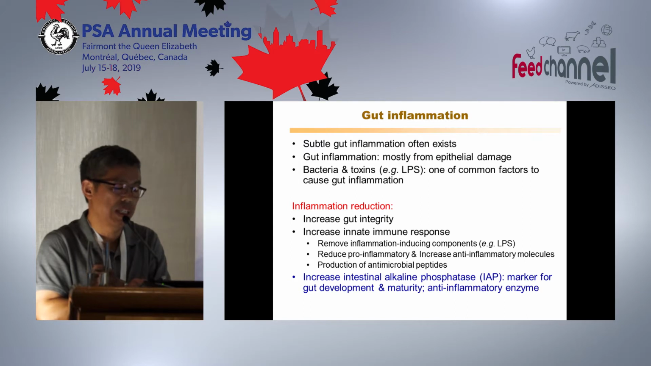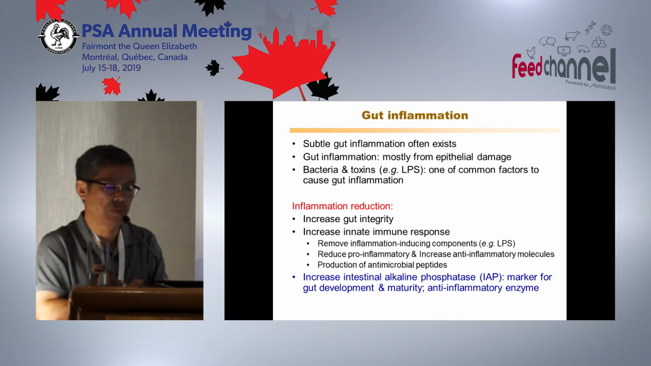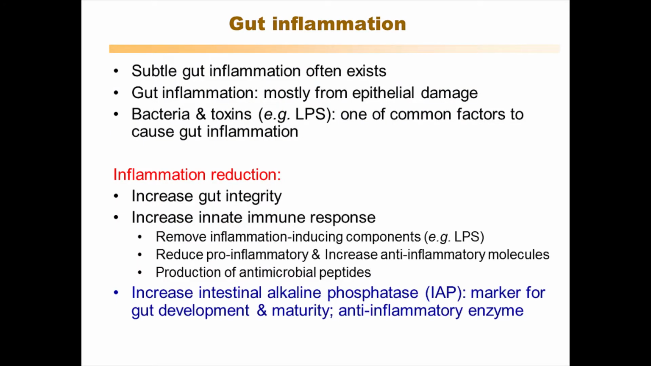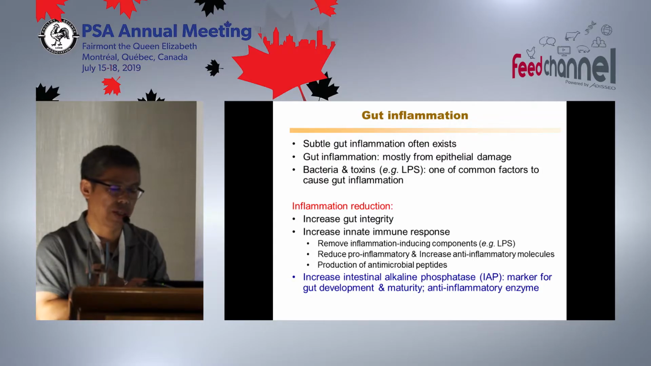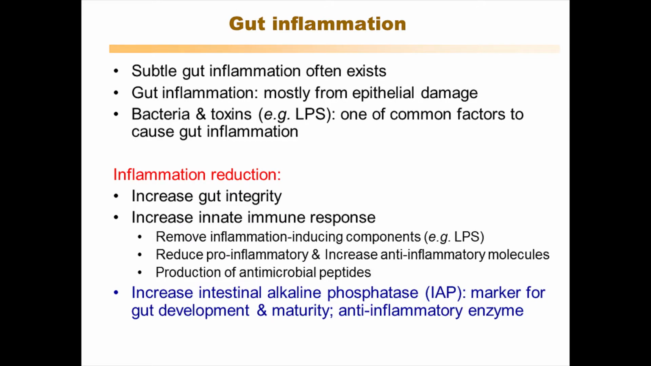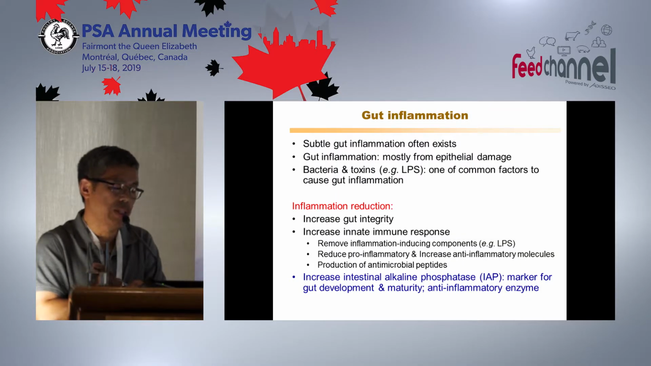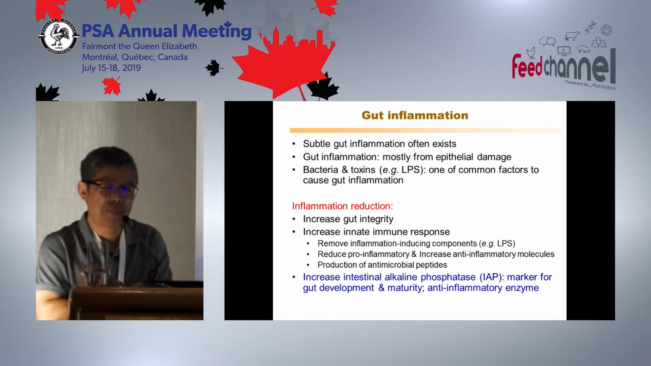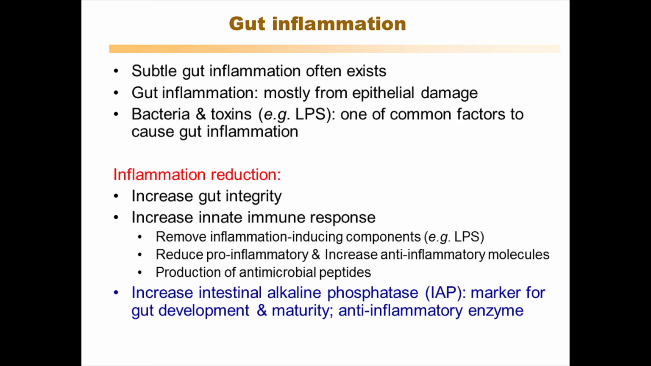Also, if we can increase the innate immune response, this would include removal of inflammation-inducing components such as LPS, reducing the production of pro-inflammatory cytokines and increasing anti-inflammatory molecules. Additionally, increasing the production of antimicrobial peptides would be another choice. Finally, another major point would be to increase intestinal alkaline phosphatase, which we call IAP for short. IAP is the marker for gut development and maturity. In addition, it is also an anti-inflammatory enzyme.